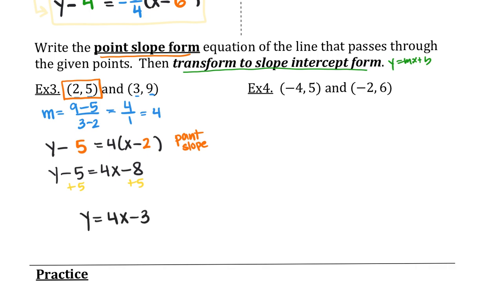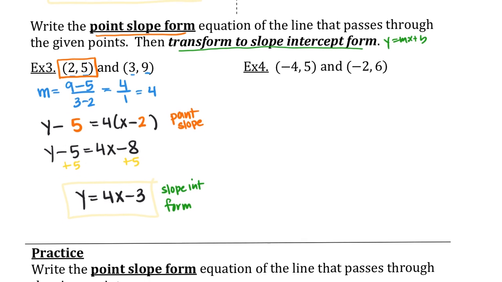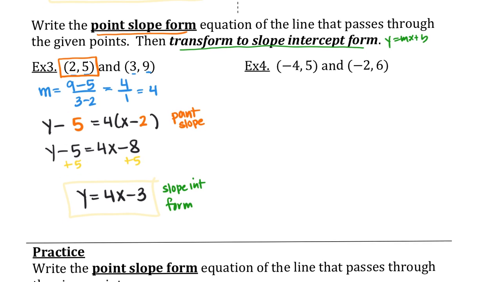Okay, now it's in slope intercept form. And for your notes, I'm going to label this slope intercept form. Now, if on this step you use the 3 and the 9, this would be a 9, this would be a 3, but then on your slope intercept form, we would have the same answer. So it's okay to have a different point slope form, but our slope intercept form should be matching. Let's do one more together.